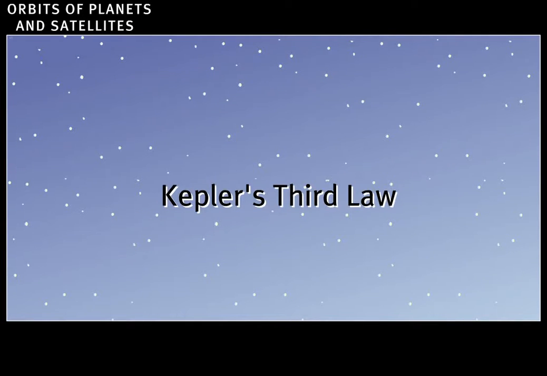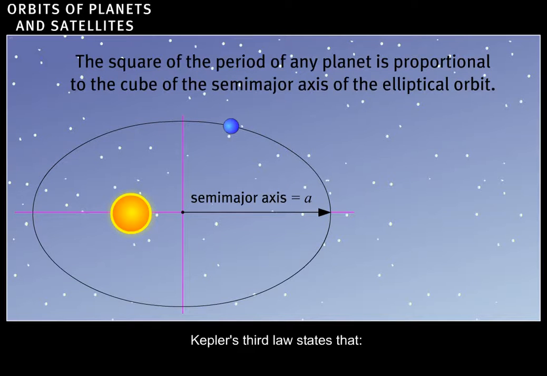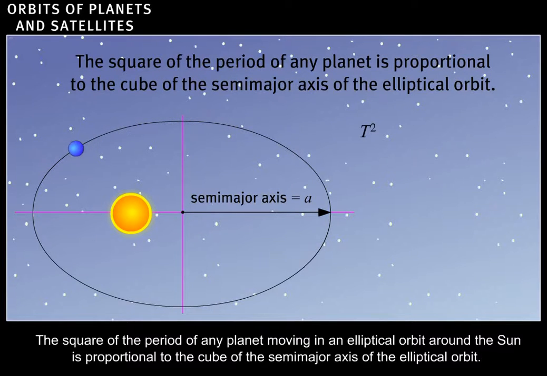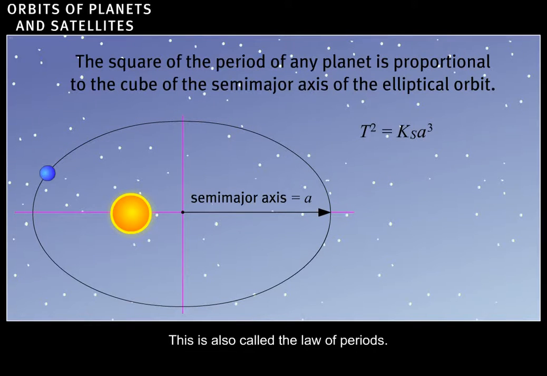Kepler's third law states that the square of the period of any planet moving in an elliptical orbit around the Sun is proportional to the cube of the semi-major axis of the elliptical orbit. This is also called the law of periods.